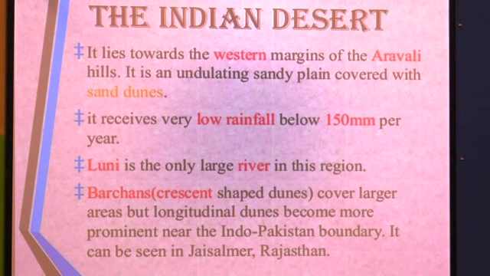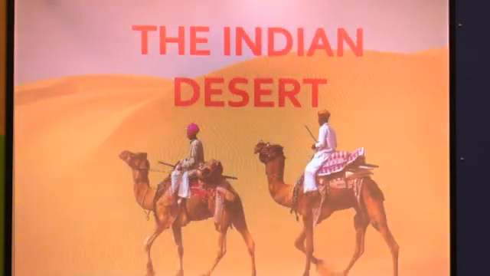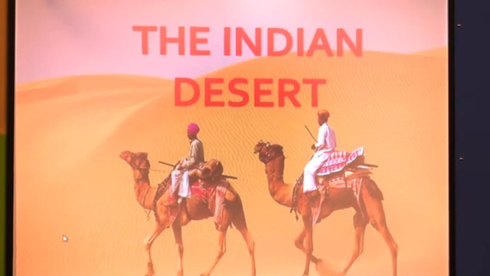Luni is the only large river in this region. Many rivers are there, but they are not perennial due to less rainfall; only one river flows perennially, and it is called the Luni river. Barkhans, crescent-shaped dunes, cover a larger area, but longitudinal dunes become more prominent near the Indo-Pakistan boundary. It can be seen in Jaisalmer, Rajasthan. See students, when we observe this map, here some sand dunes are formed, and some barkhan-shaped. We have already learned about the deposition and erosion work of sand.